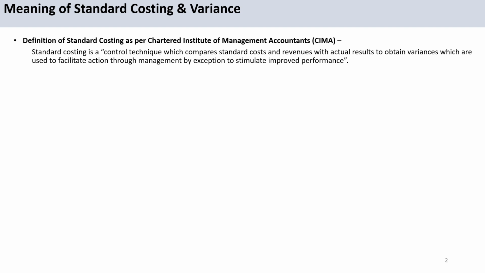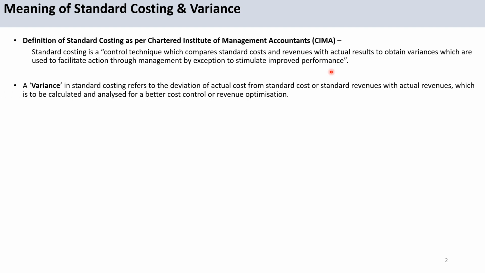According to the Chartered Institute of Management Accountants (CMA) UK, standard costing is a control technique which compares the standard cost and revenues with actual results to obtain a variance, which is used to facilitate action through management by exception to stimulate improved performance. So we can see that the purpose of standard costing is to calculate the variance to improve the performance, and it's a control technique. Now let's understand what the variance is.